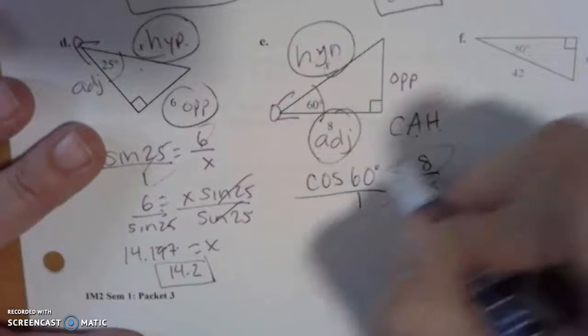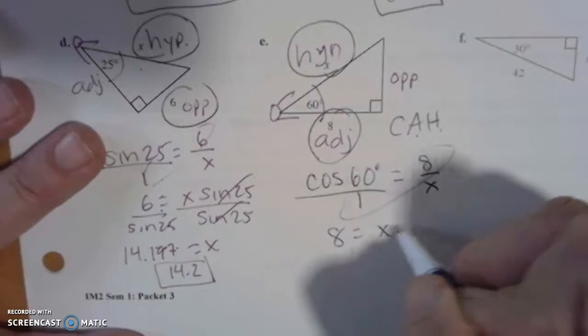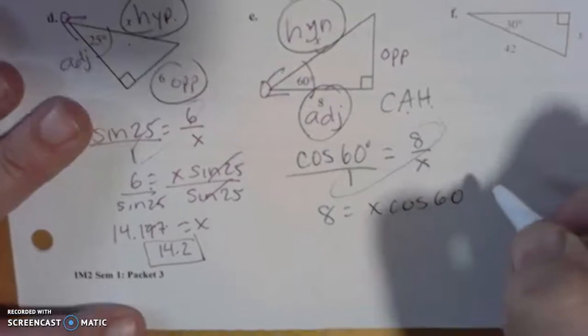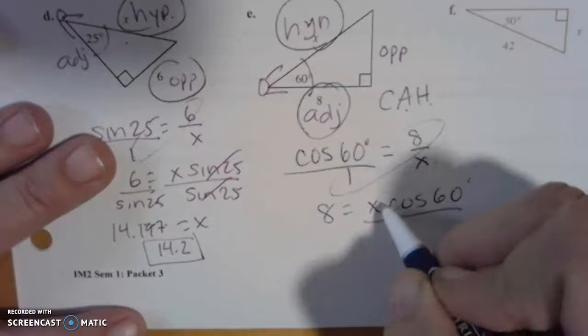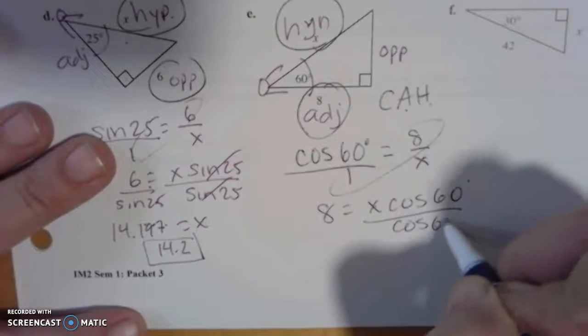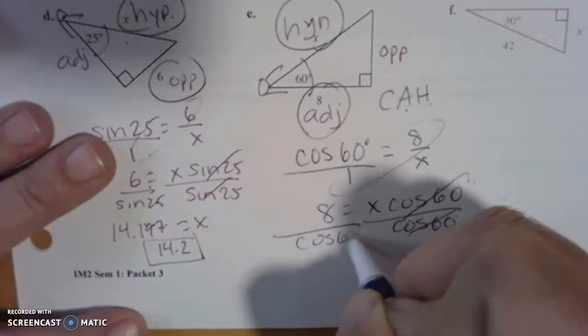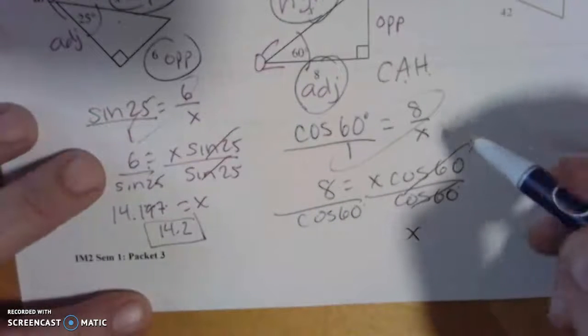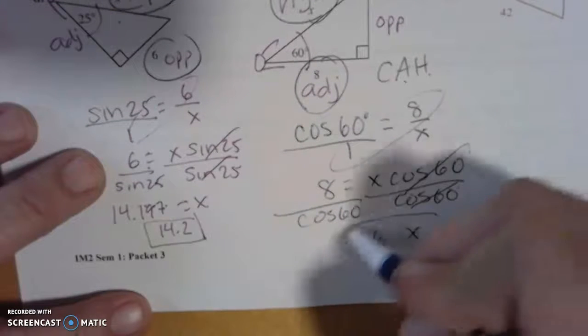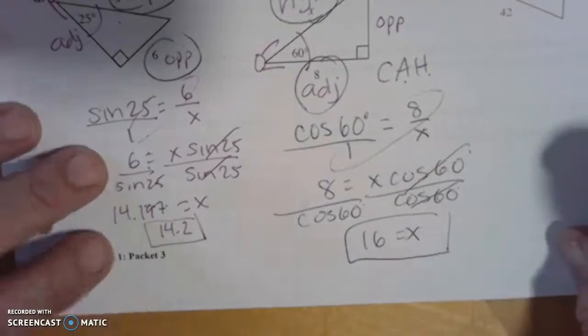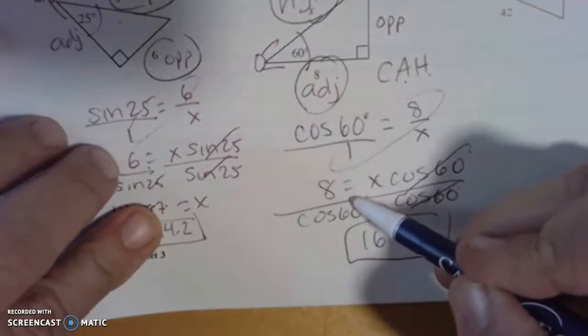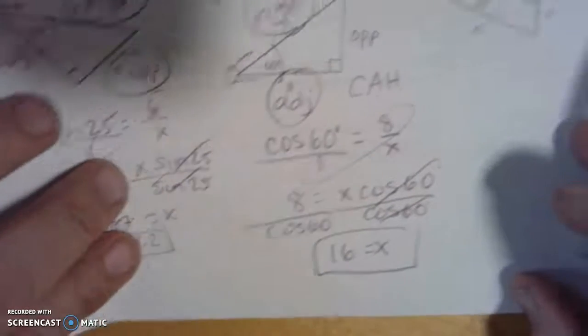Cross products. Again, you're going to get 8 equals x times cosine 60. Divide, we want to get x by itself. So if we divide this side by cosine 60, you get x. But if I divide this side by cosine 60, I have to divide this side by cosine 60. I type that in my calculator, and I get 16. 8 divided by cosine 60.